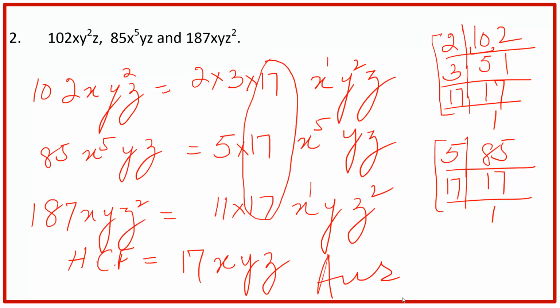So we have learned highest common factor in this lesson. First you have to make the factors of the number, then you have to see the highest number, but it should be present in all the expressions. That is called the highest common factor.